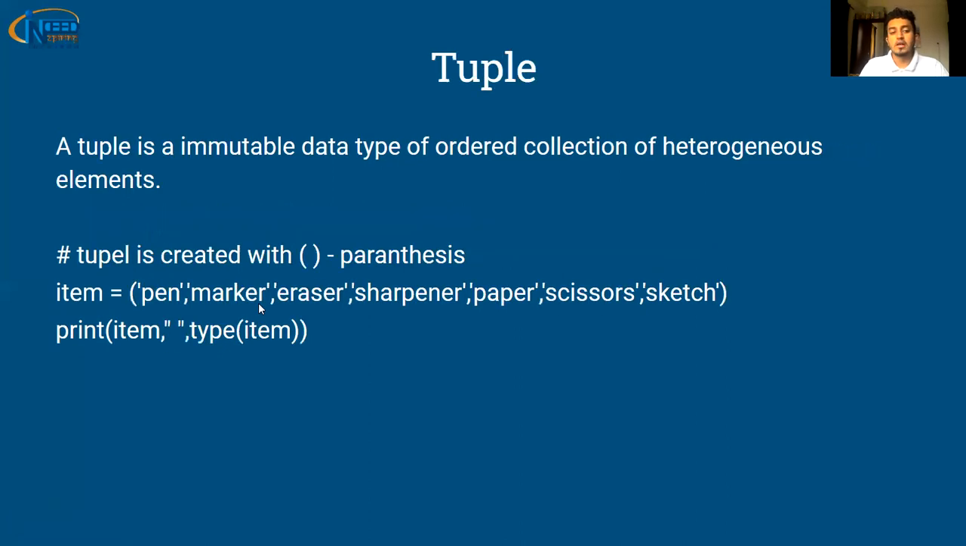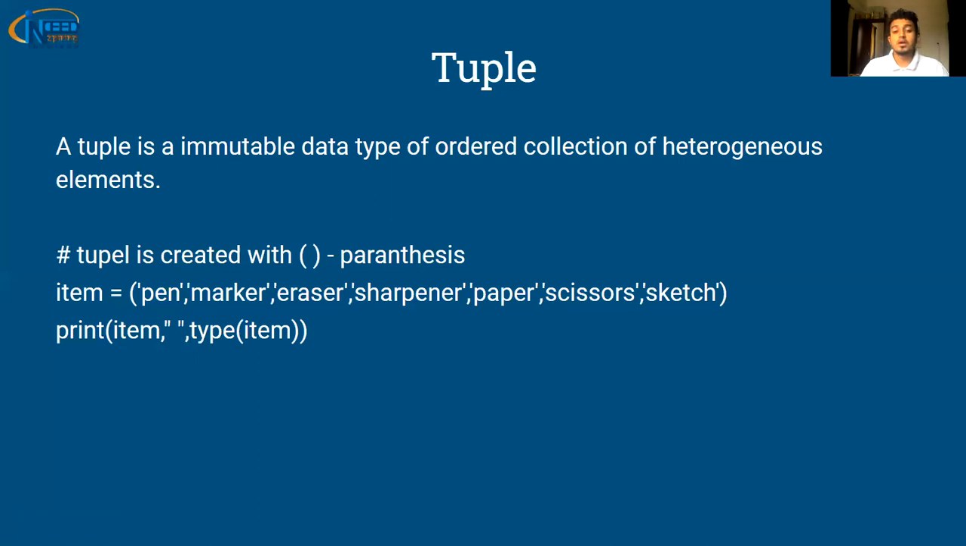Next part, tuple. A tuple is an immutable data type. Remember this part. As we saw, list is mutable, that means it can be changed. Talking about tuple, we can't change tuple. So that's why tuple is an immutable data type. That is also an ordered collection of heterogeneous elements. Only the difference is it is immutable.